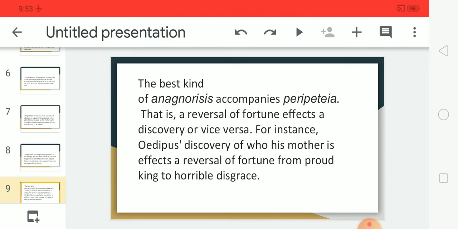He did this because he was ignorant of the fact that this lady is his mother, and the king whom he had killed was his father. So when he comes to know, when the discovery comes to him, and he is revealed the facts, he feels a horrible disgrace on himself.